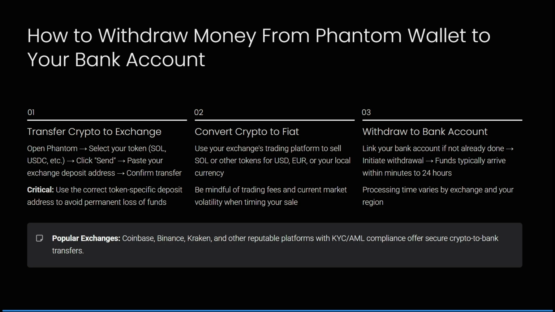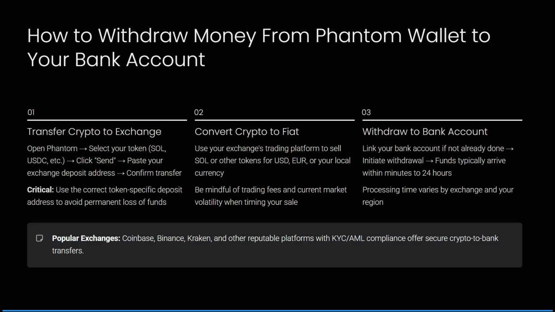of funds. Use your exchange's trading platform to sell your Solana or whatever else you would like to sell, and then you will select your other tokens for USD, Euro, or anything else, depending on where you're at. And then you need to just be mindful of trading fees and current market volatility when timing your sale.